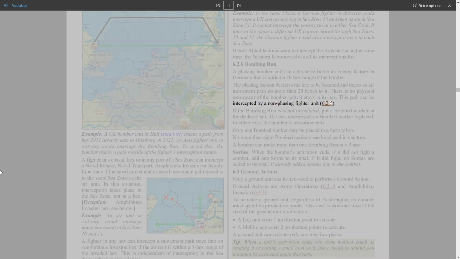If the bombing run was not interdicted, put a bombed marker in the declared hex. If it was interdicted, no bombed marker is placed. In either case, the bomber's activation ends. Only one bombed marker may be placed in a factory hex. No more than 8 bombed markers can be placed in one turn. A bomber can make more than one bombing run in a phase.